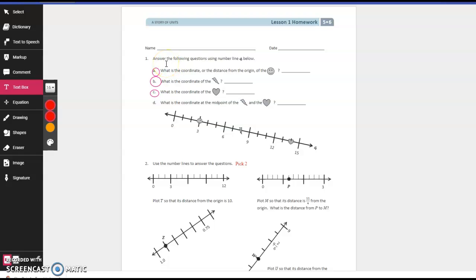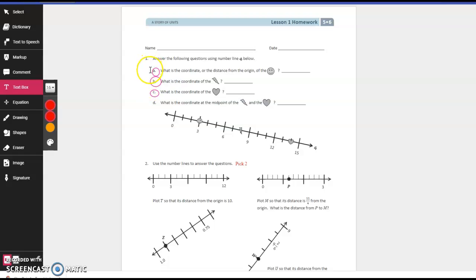Number 1 is saying answer the following questions using number line Q below. On here for A, now I circled in pink the numbers that you're going to have to do on your homework. I am going to walk you through those so that you can have help. It is so important for you to watch this video so that I can walk you through each problem and point out what you need to make sure to do.